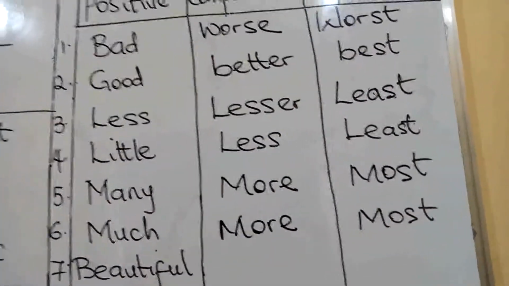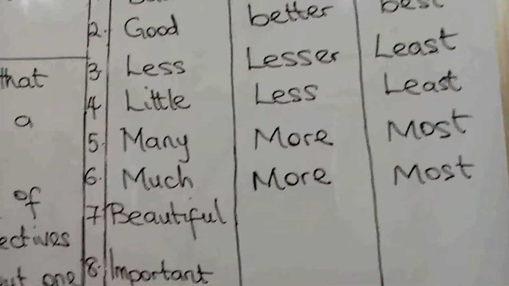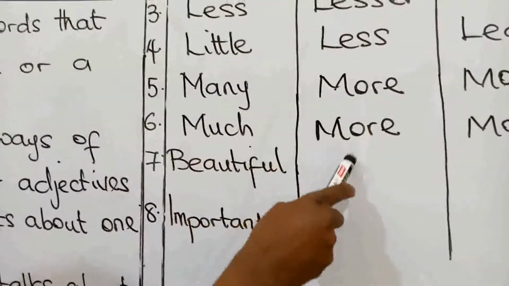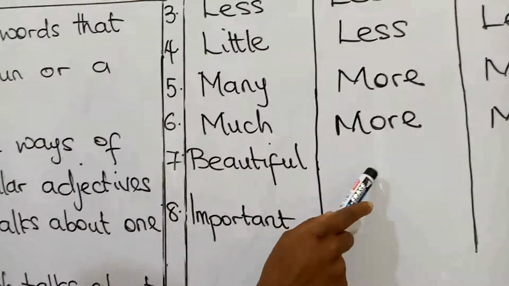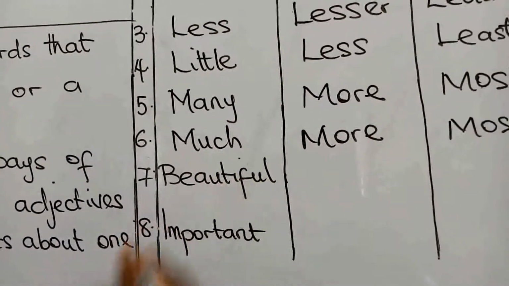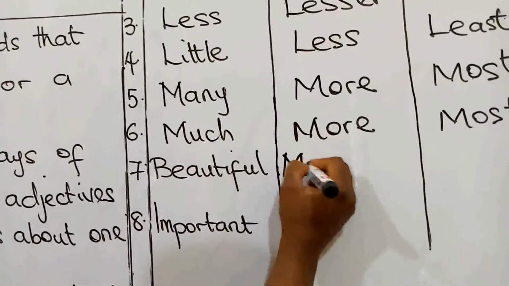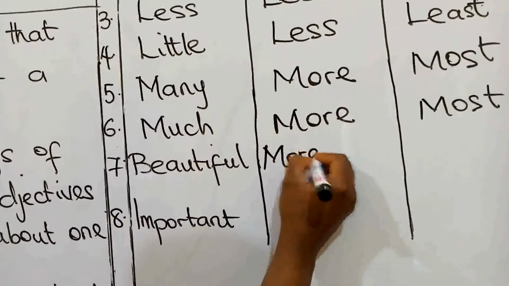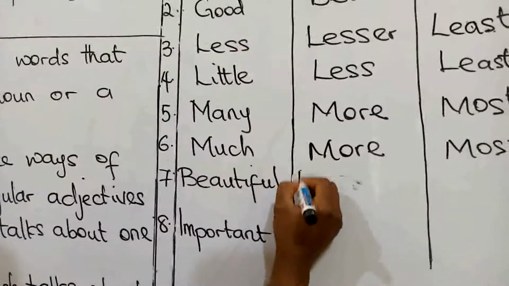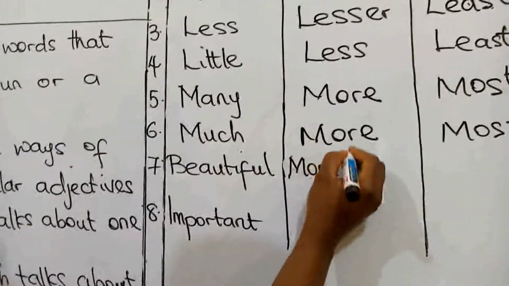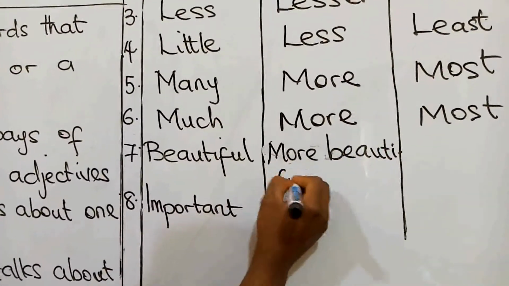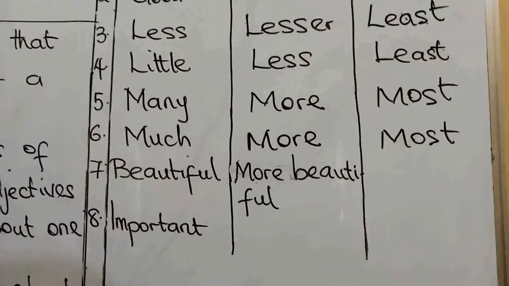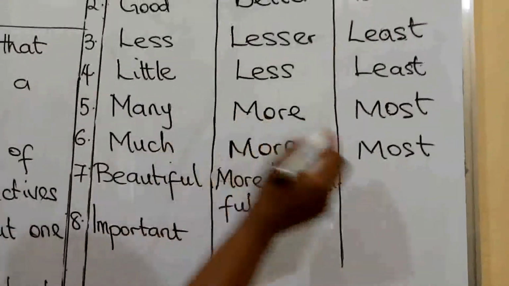Now let's look at number 7. Beautiful. When we are talking about two, it will be what? More beautiful. What about in the superlative? Most beautiful.